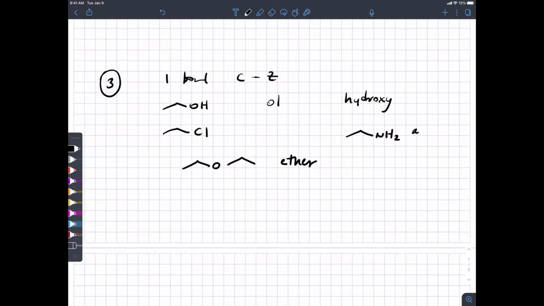The suffix for an amine is just amine. The prefix is amino. Some of those seem sort of obvious, so yeah, go ahead.